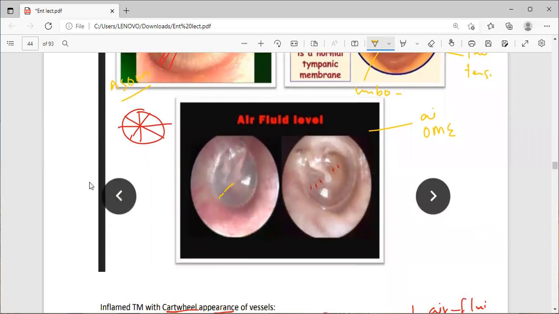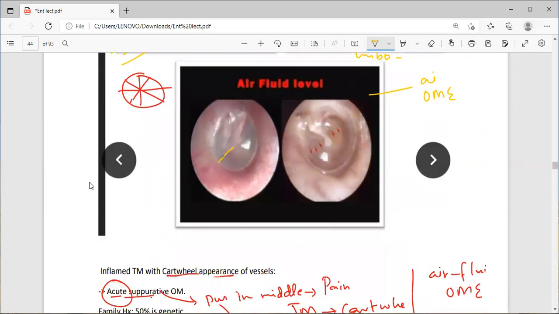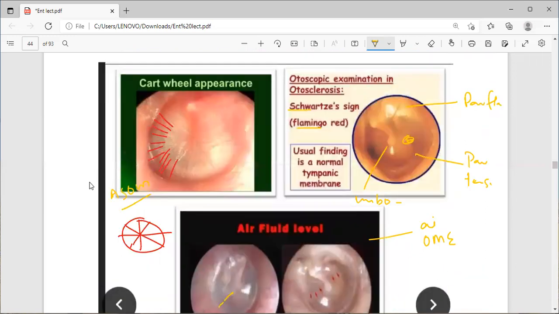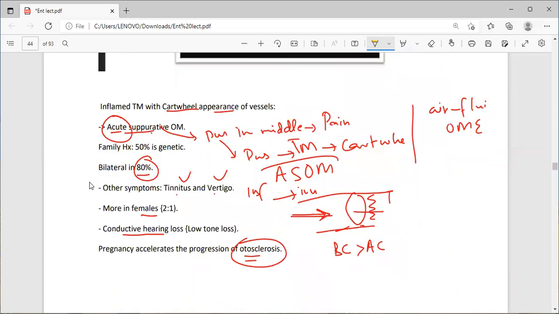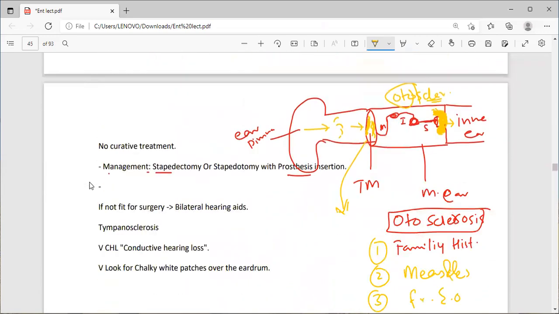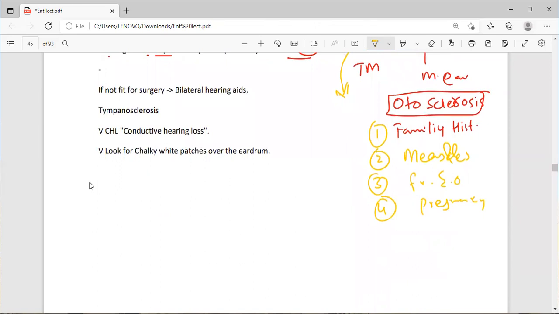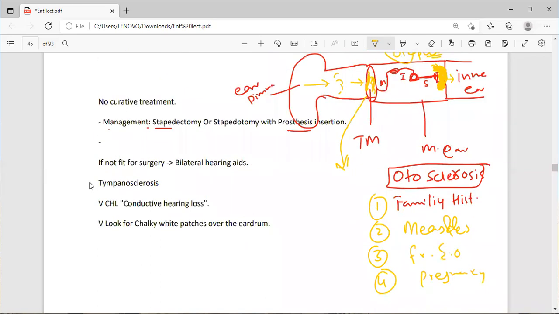And here you can see it is bluish, kind of gray, bluish, or dull, or it is not that much bulging. This is called bulging. I hope it's clear now. Now let's move further.